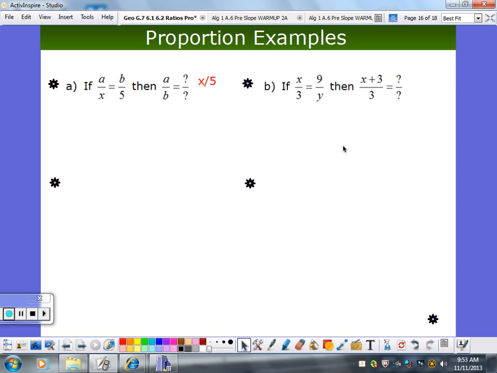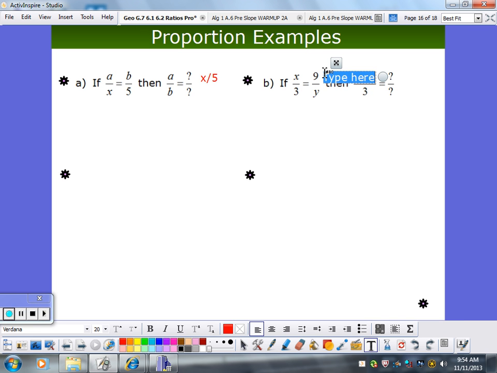Let's look at this one. If X over 3 equals 9 over Y, X plus 3 over 3 equals what? That kind of new rule we had. 12 over Y? Is that right? What's it going to be? 9 plus Y over Y. You add the denominator, because remember I'm adding 1. So if you have 9 plus Y, there's a plus Y over here.